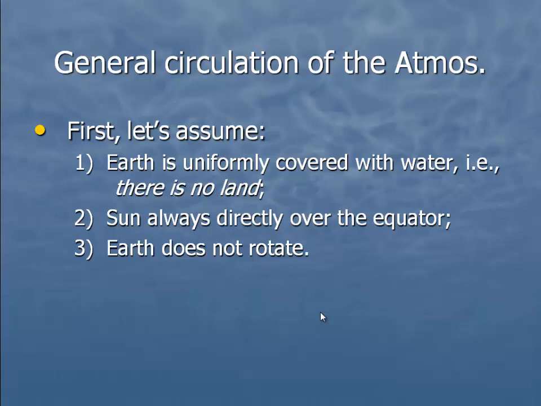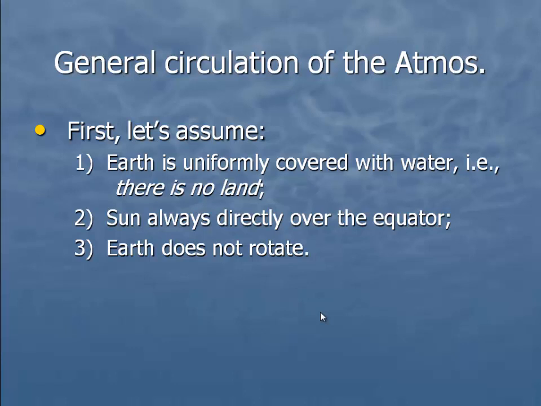Okay, so the first assumption that we're going to make is that the Earth is uniformly covered with water. There's no land. If we have no land, then there is no difference in heating between the land and the water, because water has a much higher specific heat than land. Water takes a much longer time to heat up and cool down, so we would have temperature differences that we don't want to deal with. We're going to take away all the land and assume that everything is water.